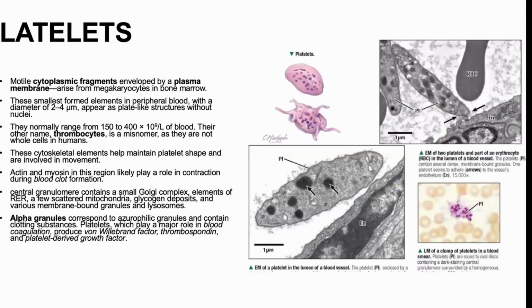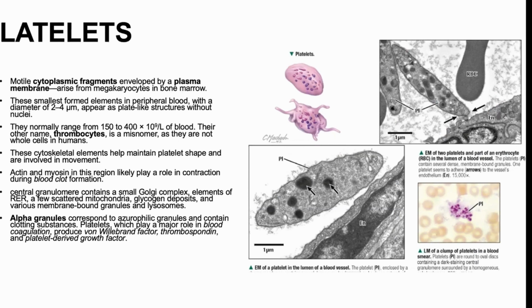produced. In terms of the platelets, there's a motile cytoplasmic fragment enveloped by a plasma membrane. So they at least have a plasma membrane, and you already know that they arise from megakaryocytes in the bone marrow. These are the smallest element in the peripheral blood. Of course, they're not cells, they're anucleate, right? With a diameter of 2 to 4 micrometers, they appear as plate-like structures without nuclei.